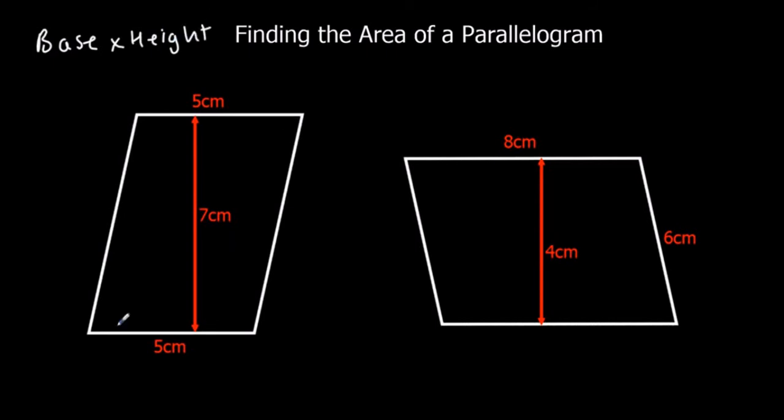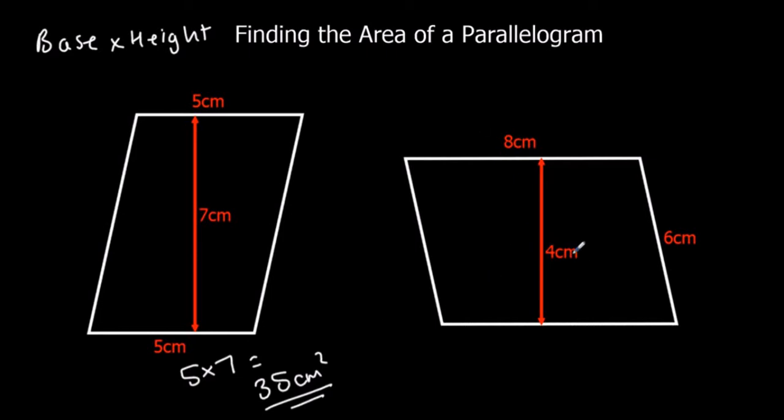So here we've got a base of 5 and a perpendicular height of 7. So this one's 5 times 7, and that's 35 centimeters squared. We measure area in squares, so in this case centimeter squares.